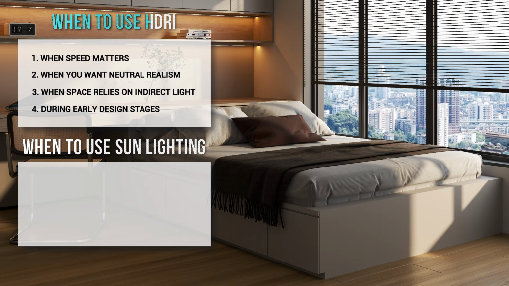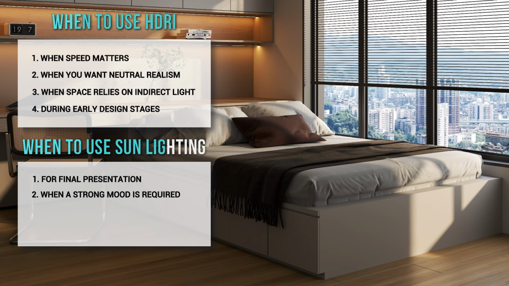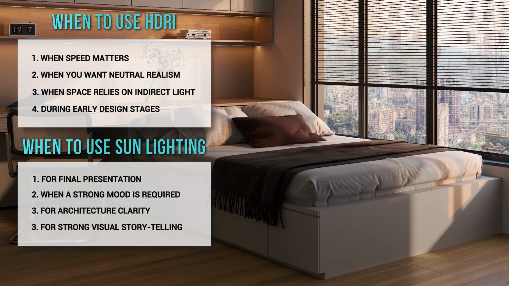When should you choose sunlight for interior lighting? Choose sunlight for final presentations when the image needs to feel polished, intentional, and ready for clients. Choose sunlight when a strong mood is required. Directional lights and shadows help you create emotions and atmosphere in the space. Sunlight is also ideal when the architecture must read clearly. And choose sunlight when you want visual storytelling, when light is meant to guide the viewer's eye and highlight what matters most. Sunlight is not just illumination, it's a design decision.